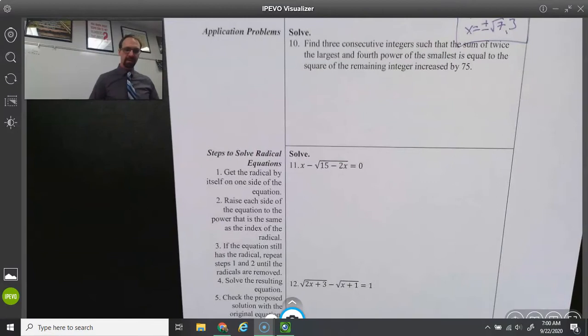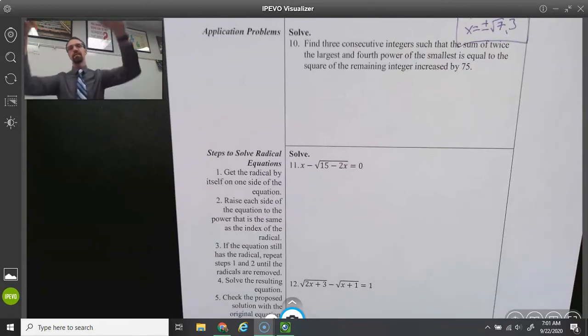It says find 3 consecutive integers such that the sum of twice the largest and fourth power of the smallest is equal to the square of the remaining integer increased by 75. A lot of students feel overwhelmed with these type of problems. First, you got to figure out what it's talking about.